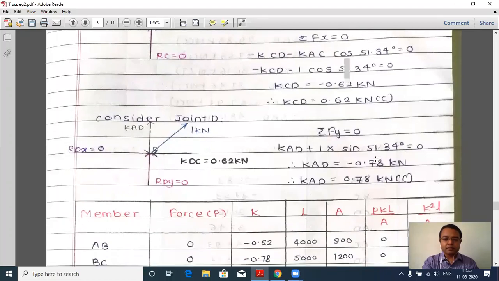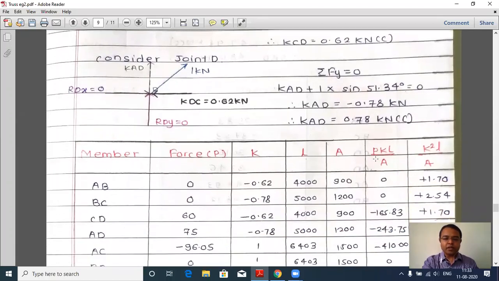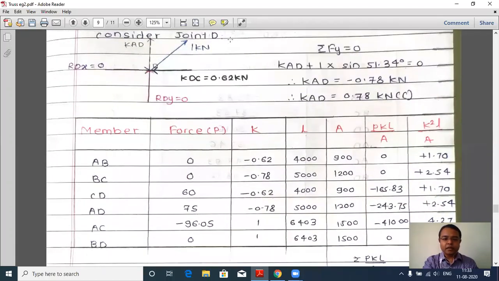Next, consider the free body diagram of joint D. Apply equilibrium again at this joint D. The only unknown is KAD, the force in the member AD. This member is perfectly vertical, so just apply summation Fy equal to 0 to this diagram.